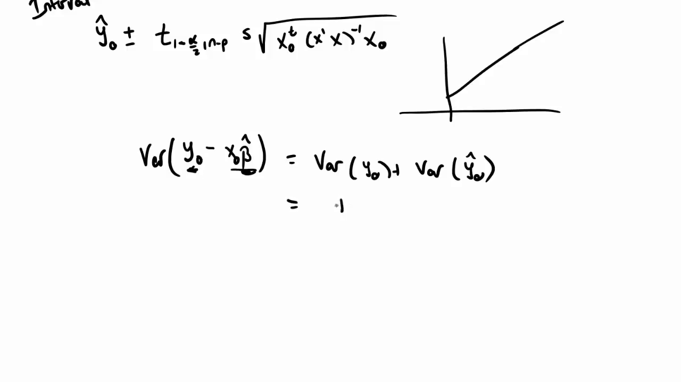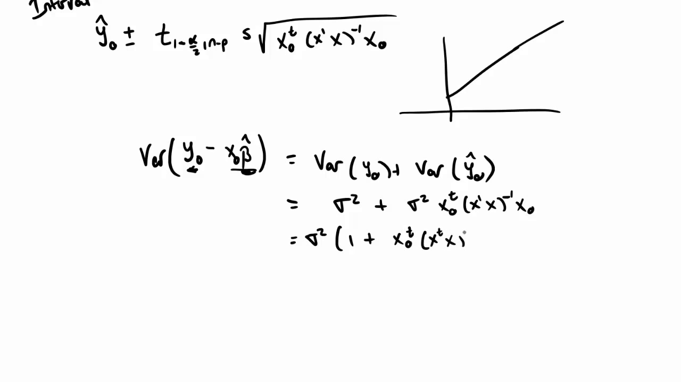Well, this variance of y naught is sigma squared plus the variance of y hat, which we just did a second ago, that's sigma squared x naught transpose x inverse x naught. So if I wanted to estimate this variance, it would be sigma squared times 1 plus x naught transpose x transpose x inverse x naught.